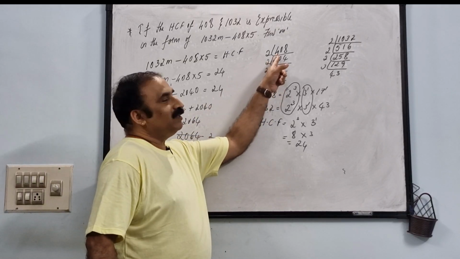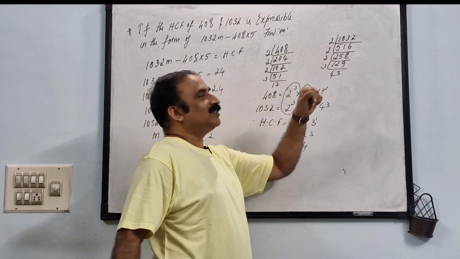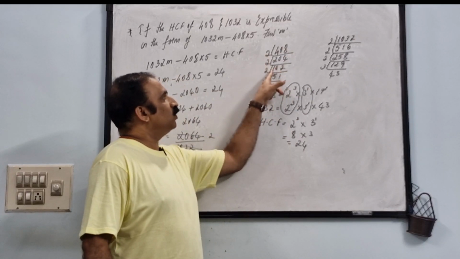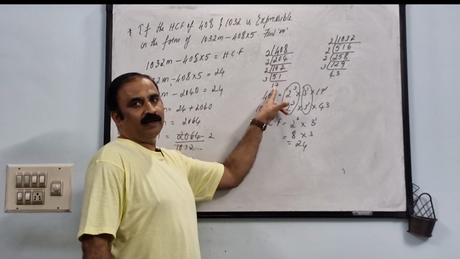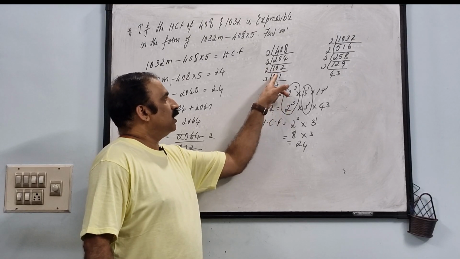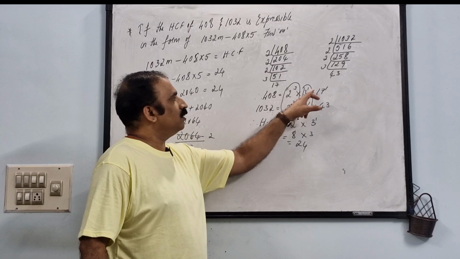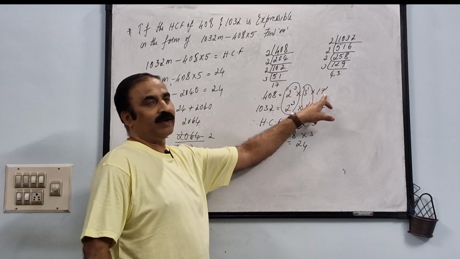So now I find the HCF of 408 and 1032. According to that, it is done by the 2 table and 3, and then it is 17 times. So 17 3s is 51. So 408 can be written as 2 to the power of 3, 3 to the power of 1 into 17 to the power of 1.